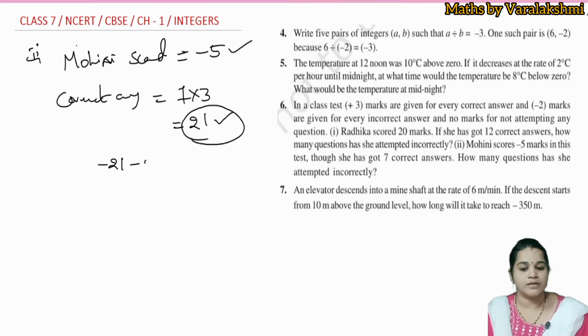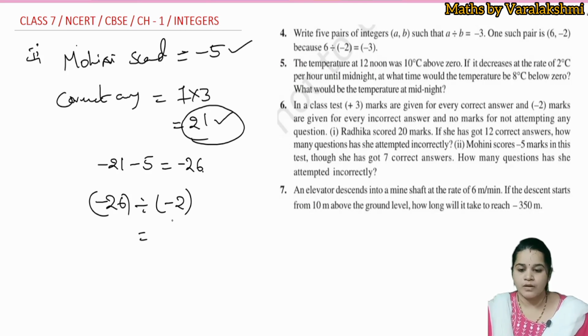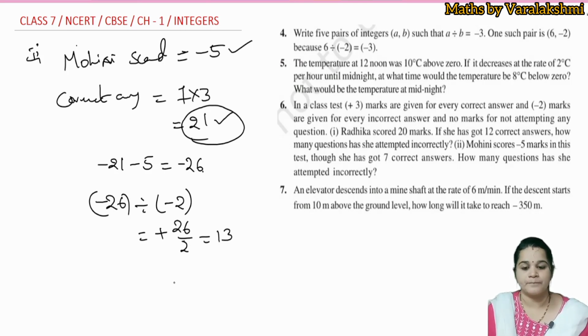So minus 21 minus 5 is equal to minus 26, and for each wrong answer they subtract 2 marks. So minus 26 divided by minus 2, that is plus 26 by 2, which is 13. So she attempted 13 wrong answers. That is the answer here.